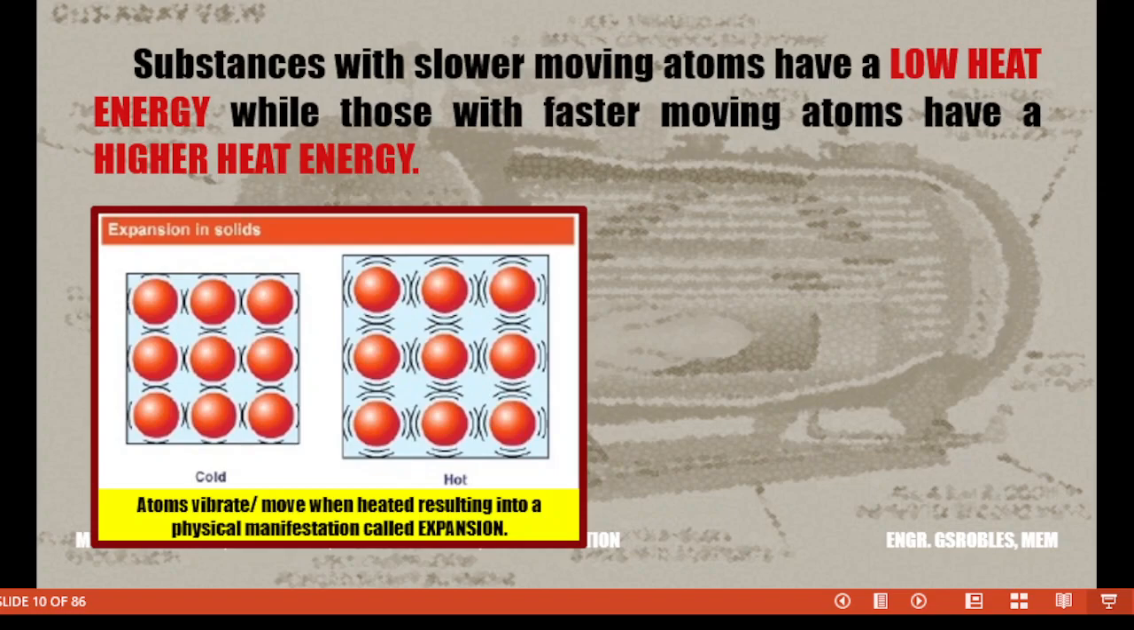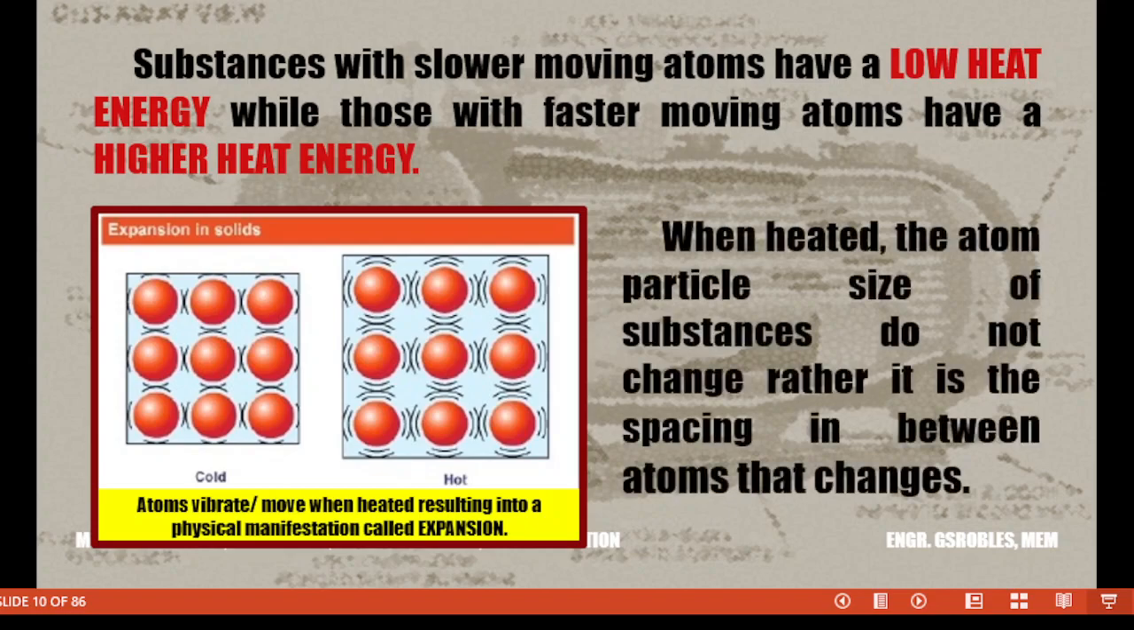So, the intensity of thermal or heat energy being possessed by substances is characterized by the movement of its internal atoms. So, lahat ng bagay meron siyang molecules as well as atoms. So, kapag bumagal ang movement ng ating atom, it has low thermal or heat energy content. And then, habang bumibilis yung ating atom movement, it has a higher heat or thermal energy. So, ang dapat lang natin tandaan dito is that atoms, when heated, do not actually increase in terms of its corresponding size. Rather, it is the spacing in between molecules that actually changes.